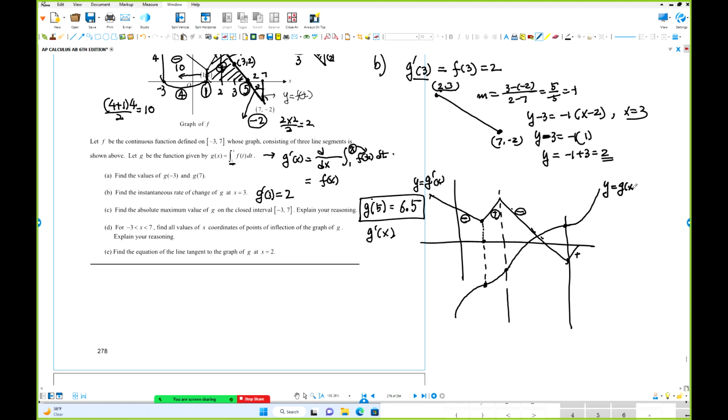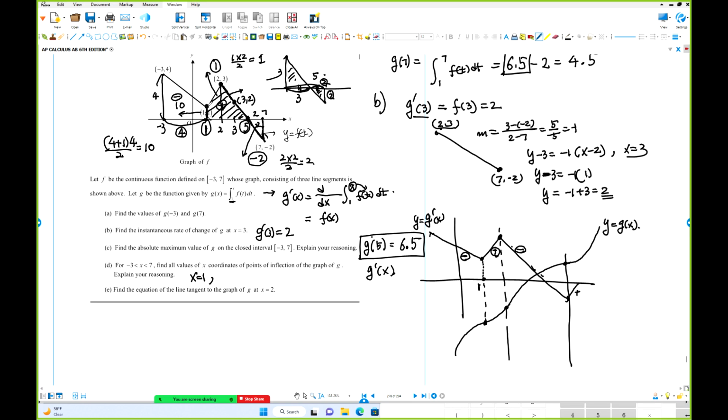Y equals g of x. Are you okay with this? All right. So where is the inflection point? Here. No, x equals 1. I'm sorry, this is 1. When x equals 1, that is an inflection point there. Second one is up here. When x equals 2, also. Here and here, isn't it?